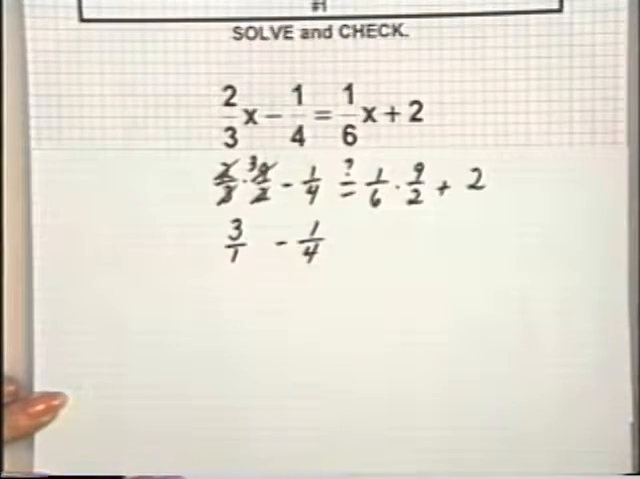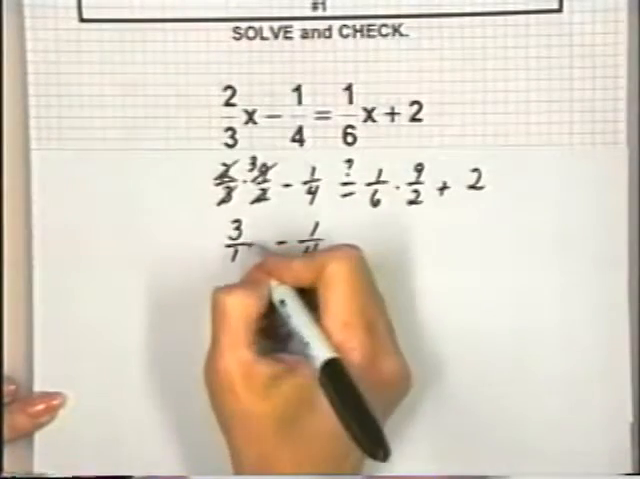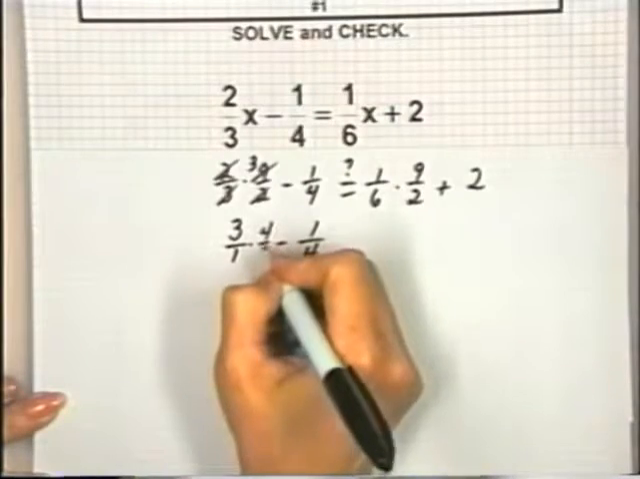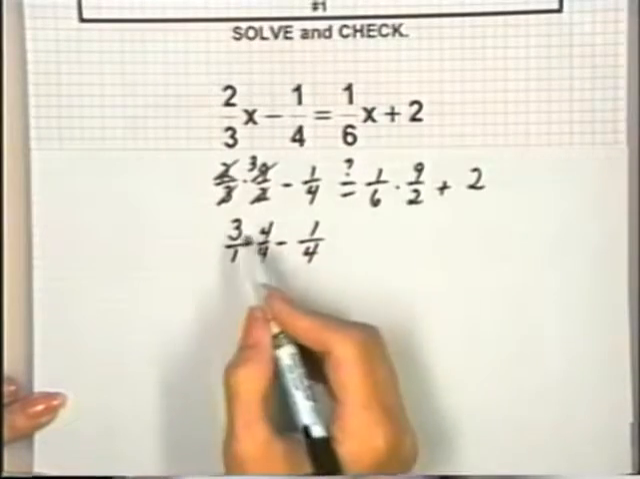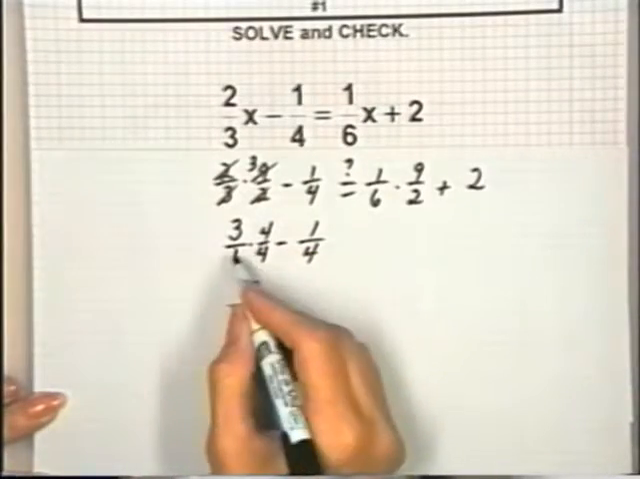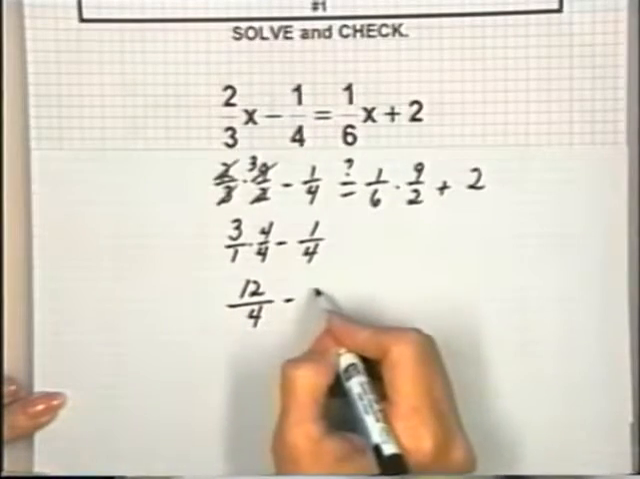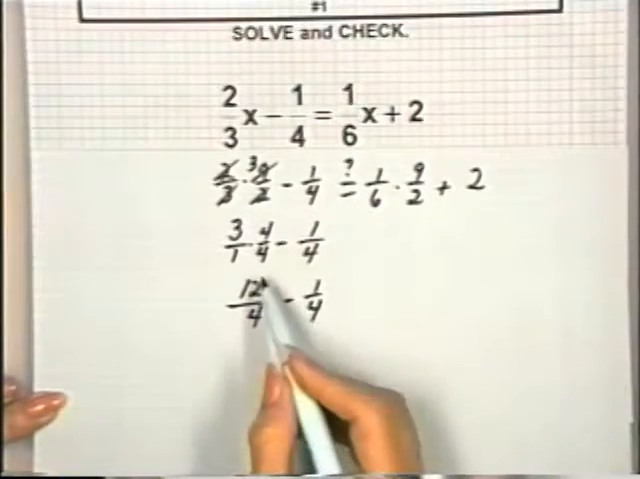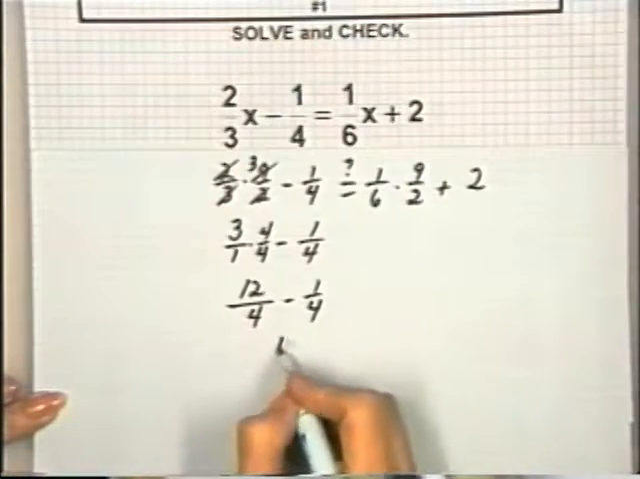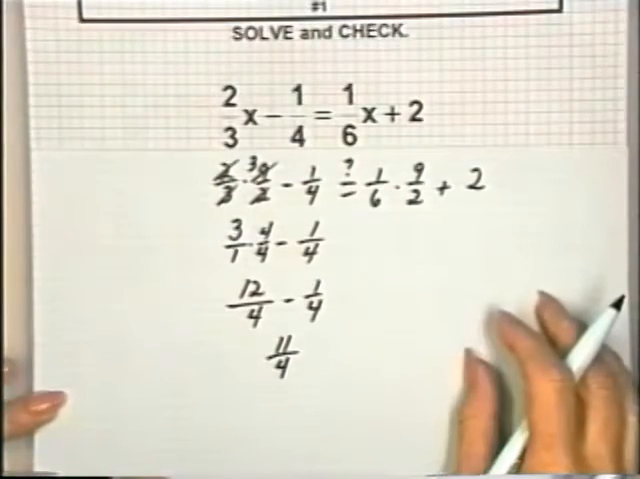In order to subtract the 1/4 from the 3, the LCD is 4, so I will multiply the 3 over 1 by 4 over 4. 3 times 4 is 12. 1 times 4 is 4. Subtract 1/4. 12/4 subtract 1/4 gives me 11/4.